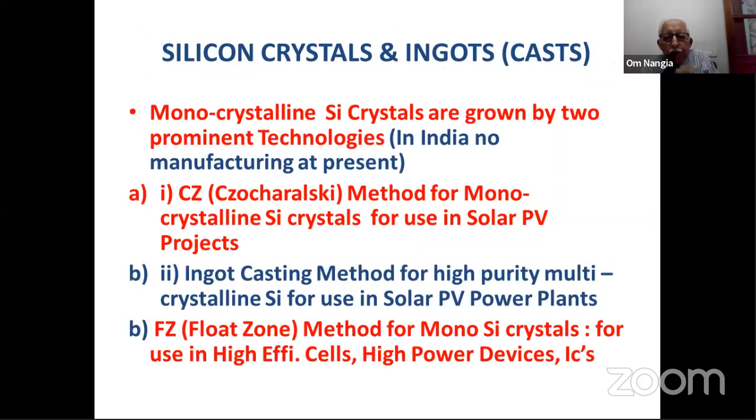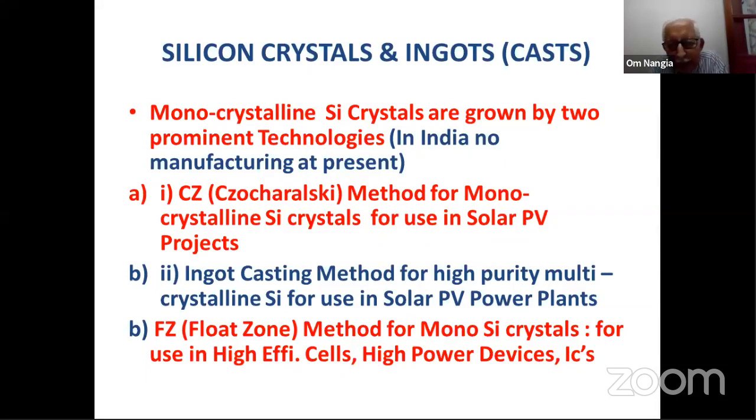So this silicon material is the raw material, and we have to make use of it for solar photovoltaic by growing crystals. Crystals are basically a homogeneous, solid structure, and these crystals can also be made into ingots. There are two techniques.